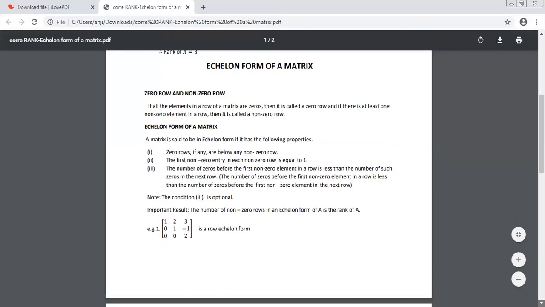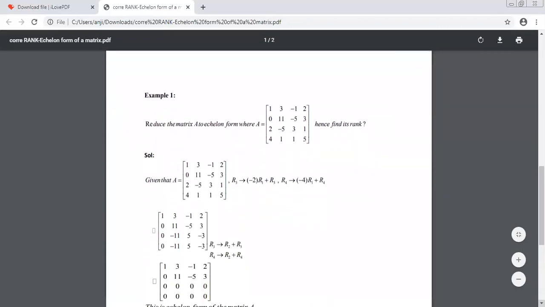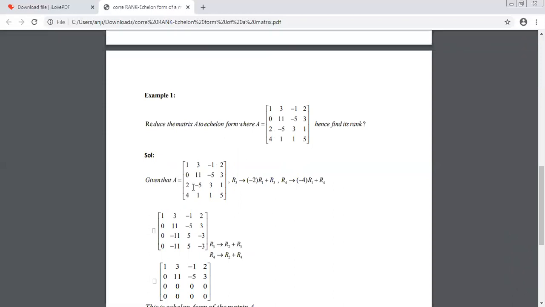Now we see one example. Example 1: Reduce the matrix A to echelon form, where A is equal to 1, 3, minus 1, 2, 0, 11, minus 5, 3, 2, minus 5, 3, 1, 4, 1, 1, 5. Hence, find its rank. First, what is the given matrix? This is our given matrix.